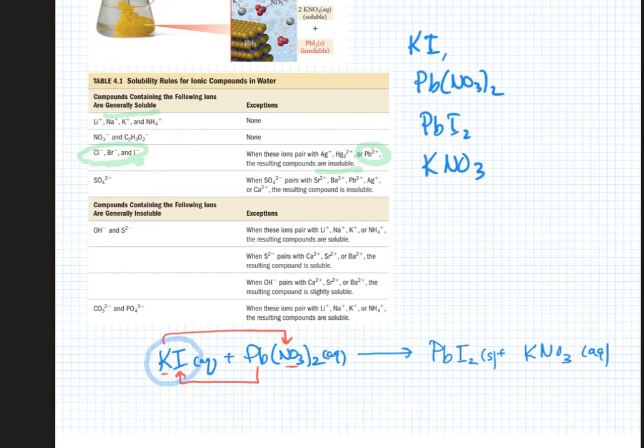You would take each species, 1, 2, 3, 4, and then you would go into the table and say, is it going to be soluble or is it going to be insoluble? Potassium ion, okay, it's going to be soluble. Nitrate ion, that's going to be soluble. This one's got potassium and nitrate, that one's going to be soluble. This one's an iodide, which are generally soluble, except when it's paired with a Pb2+, it's insoluble. All right, so that's how we actually use the solubility rules.